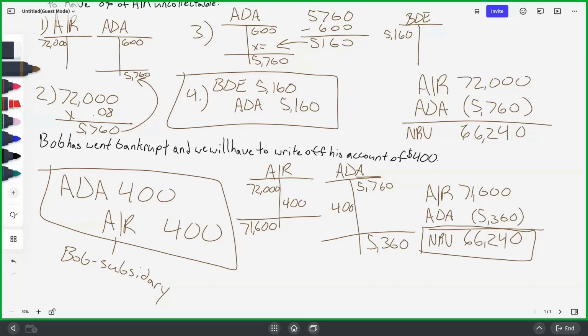Did this make sense or is this still confusing? Why does the second one, the NRV, match the top one again? It's because both accounts receivable and allowance for doubtful accounts decrease. Since they both hit a decrease, they both ended up the same way.